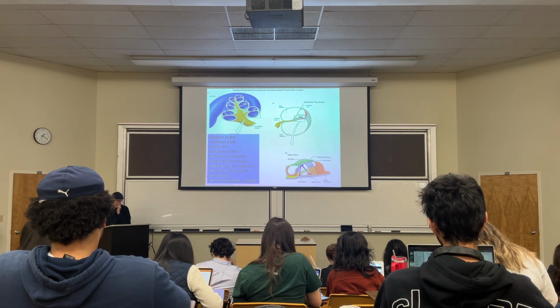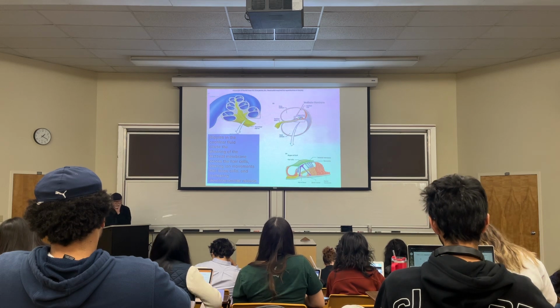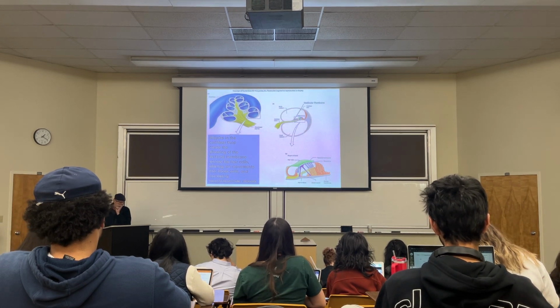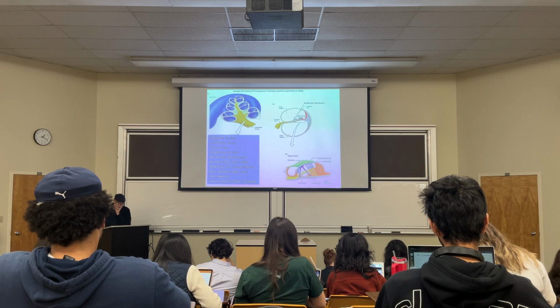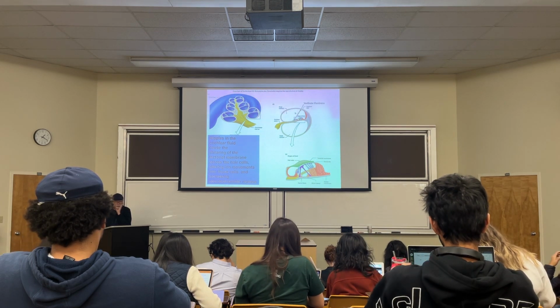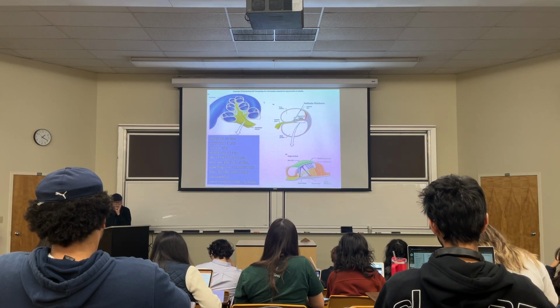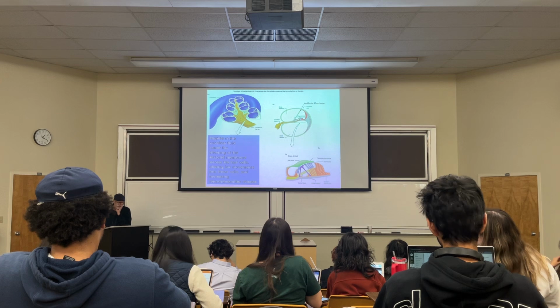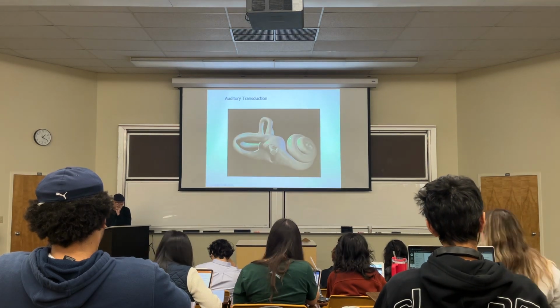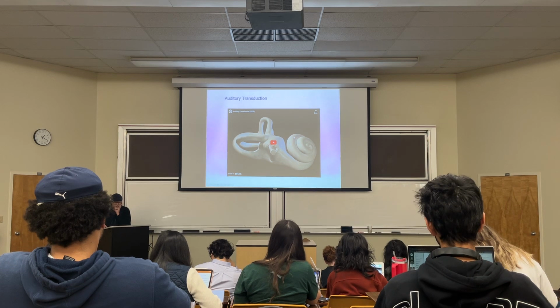Now, inside of this scala media, the cochlear duct, we have the organ of Corti. Just to get us oriented, this is our snail-like structure, and we've done a cross-section through it. We've cut right through the snail. We've taken a cut right through there.